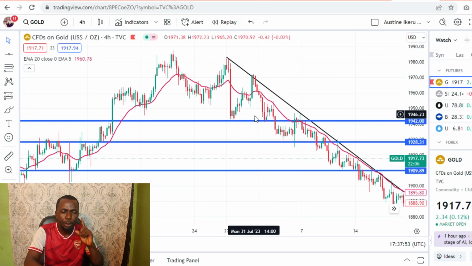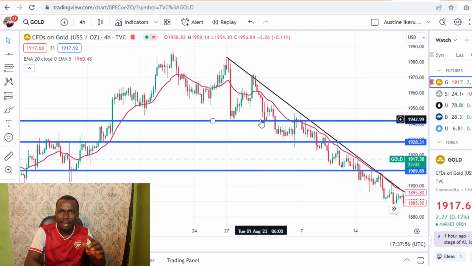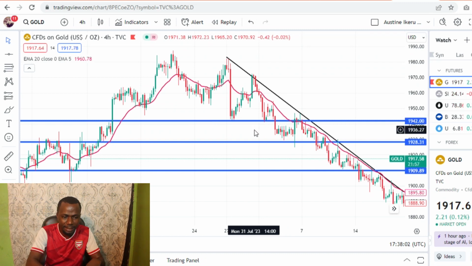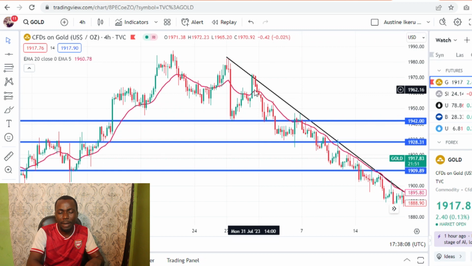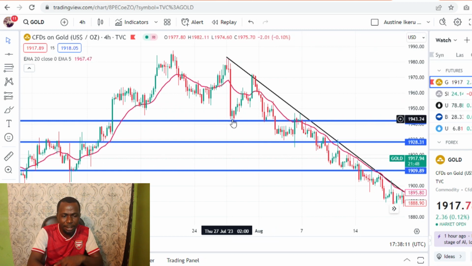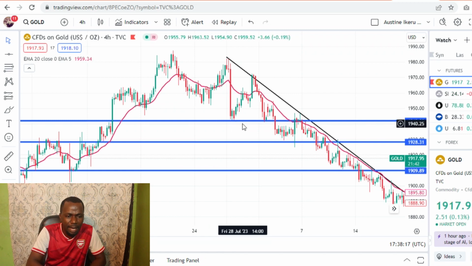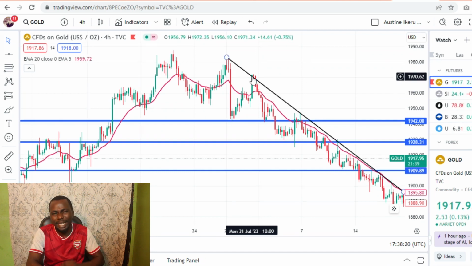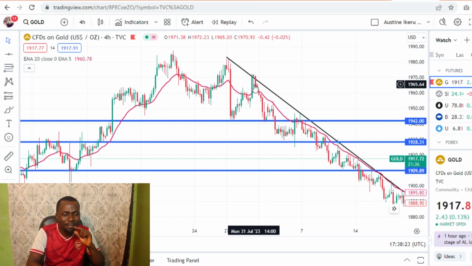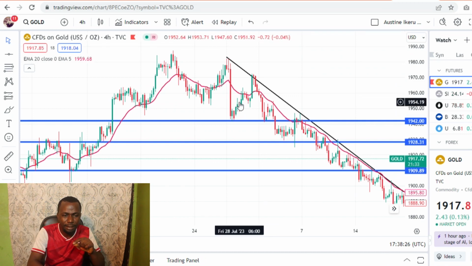So what you do is this: you have to wait. After identifying the market structure, which is a downtrend, and then you identify your area of value, which is this. You have used the horizontal line, the trend line and the moving average, the 20 EMA, to identify an area of value. So what you do right now is to wait for the market to make a retracement to your area of value. Now, when the market makes a retracement to your area of value, please do not take a sell trade immediately the price touches either the moving average or your trend line. Please take note.